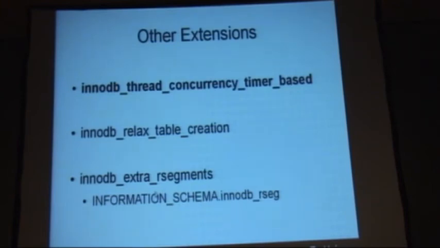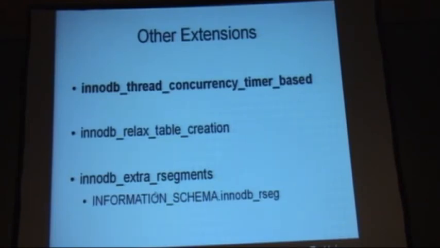And the fields in the table are the segment ID, the space ID, which is the space where that rollback segment is placed, the compressed page size in bytes, if it's compressed, otherwise it's 0, the page number of the segment, the max size, and the current size.